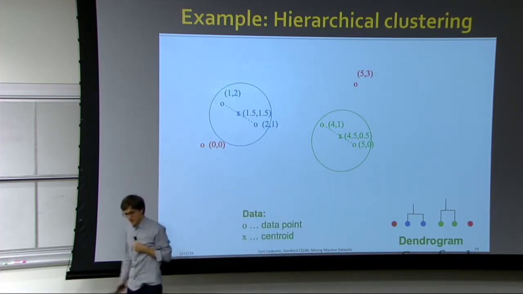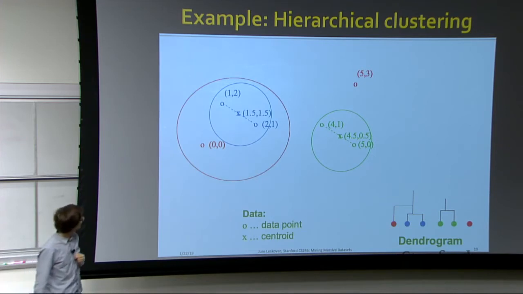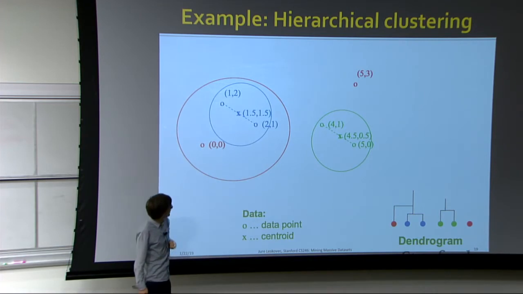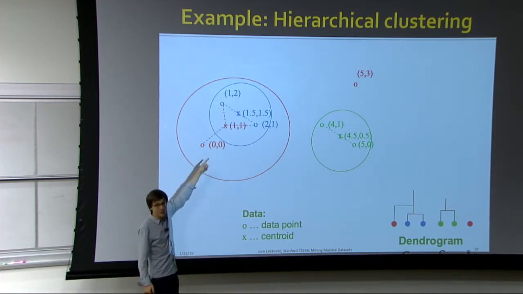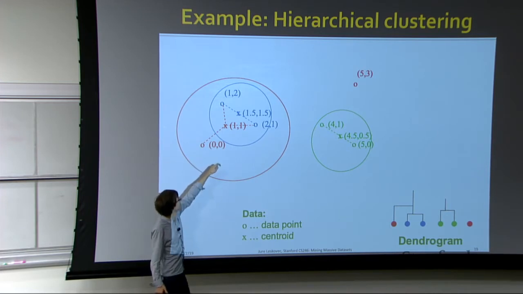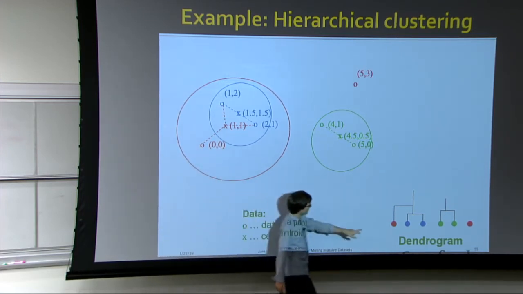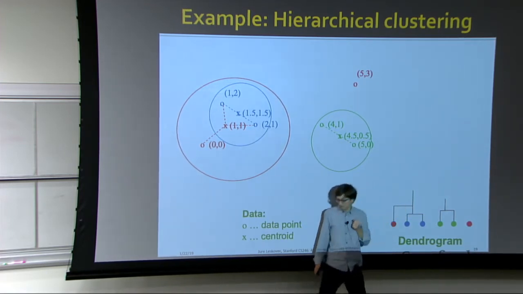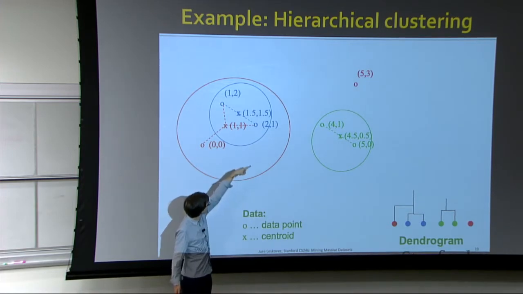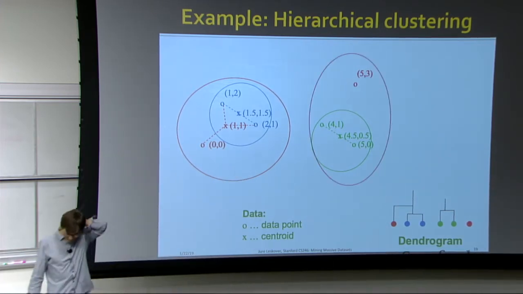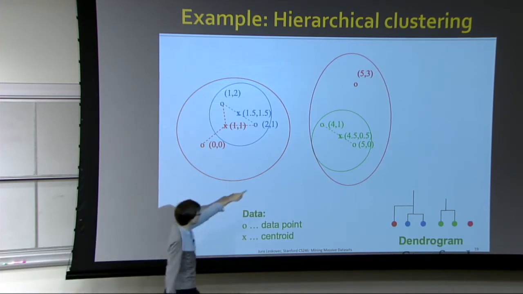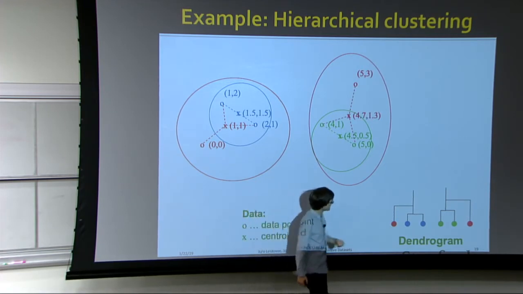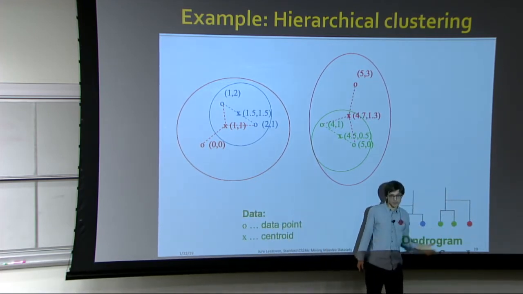And again, I can ask who is closest to each other, right? It turns out that this red point and the blue X are the closest. I again compute the centroid. I average all the three data points together, and that's my new centroid. And here I denote that the red point merges into the blue cluster, right? So now I have three data points left. I find the closest pair. This is the closest pair, the distance between this X and the red one. Again, I compute the centroid, and I merge the red point into the green cluster.